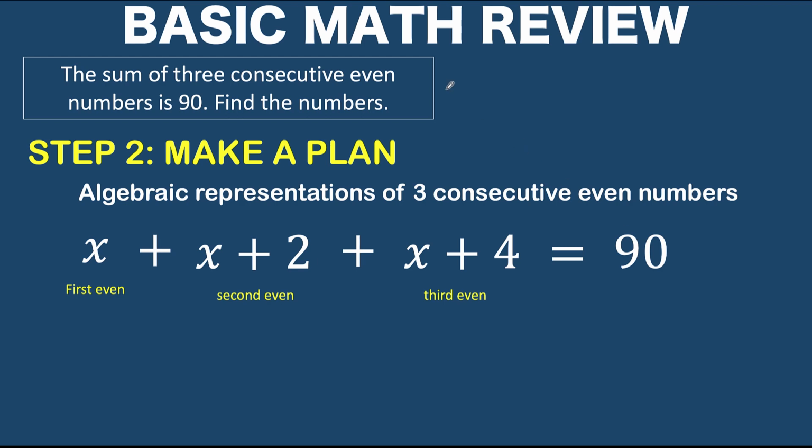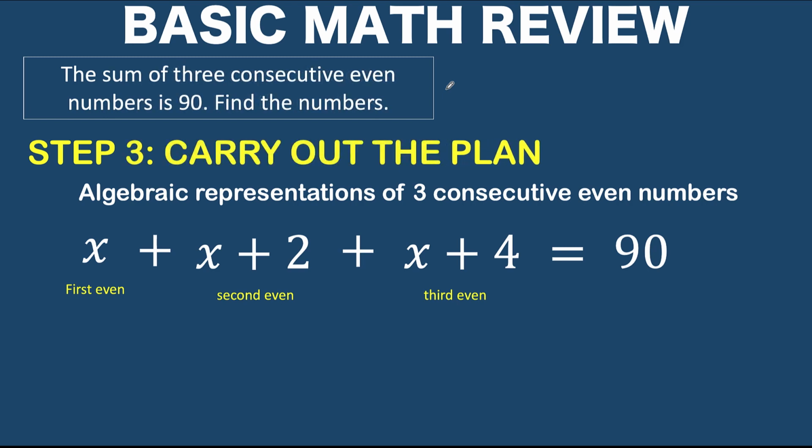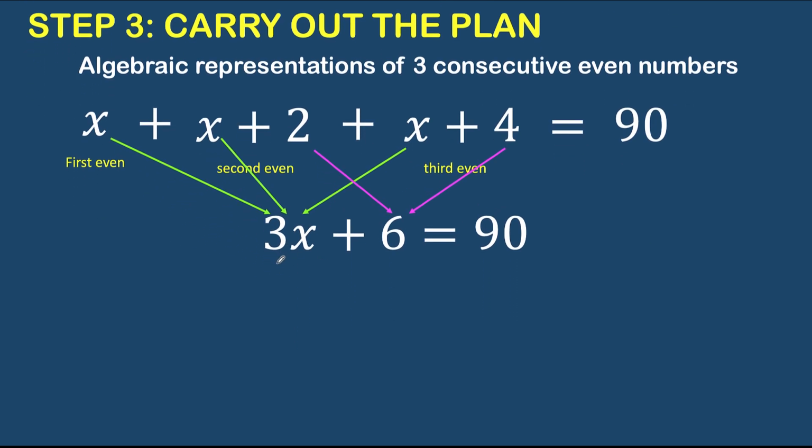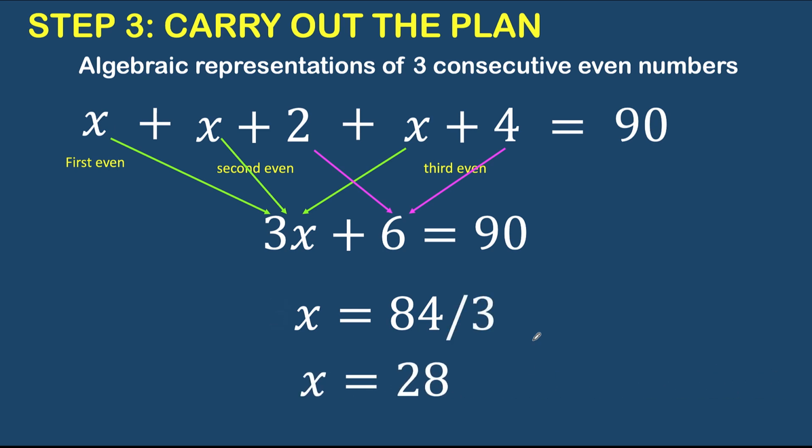And this will now bring us to the next step, which is to carry out the plan. So let us now solve this equation. We add x plus x plus x, that gives us 3x. And we add the constants 2 plus 4 to get 6, and that is equal to 90. From here, we just solve this equation. We want to find the value of x, so we will isolate 3x on the left side first by subtracting 6 from both sides to arrive at 3x equals 90 minus 6, and 90 minus 6 is 84. Then divide both sides by 3 to get x equals 84 over 3, which is equal to 28.